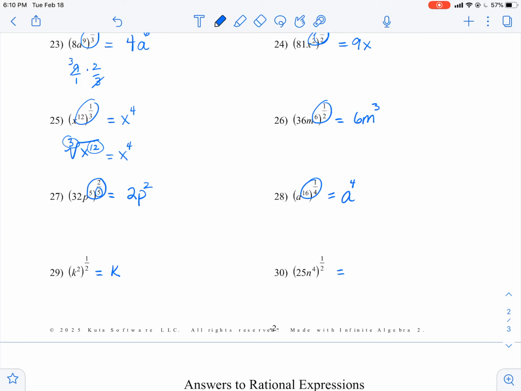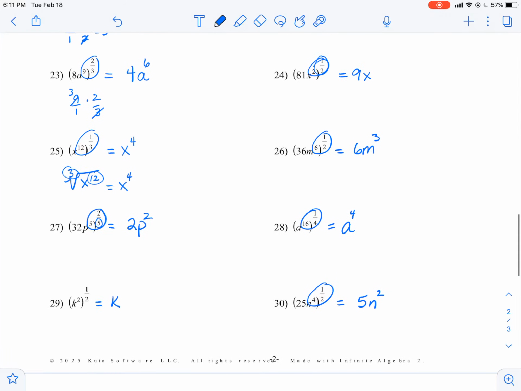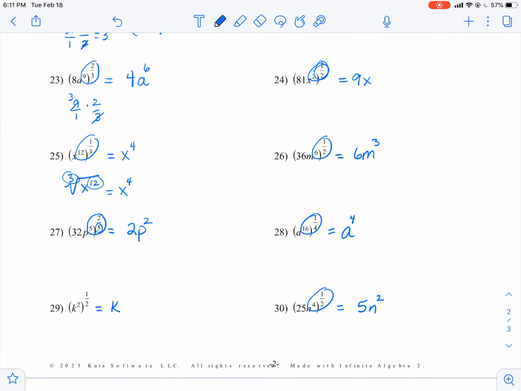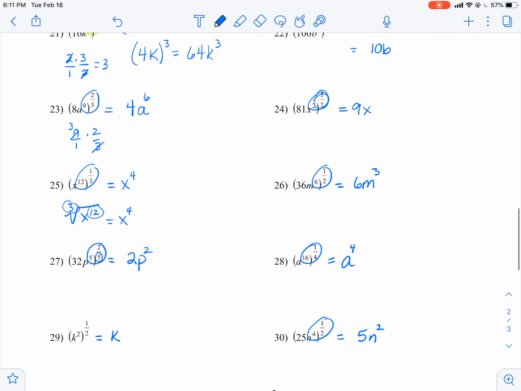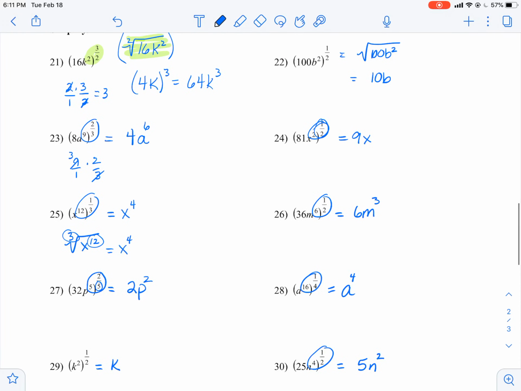And the last one, 1/2 would mean square root of, so the square root of 25 is 5. Multiplication, so n squared, and I'm done. Okay, final answer, and that is using your rational exponents to simplify expressions.